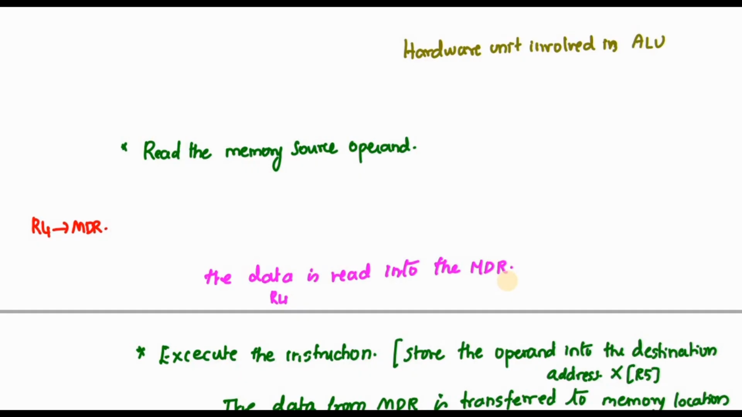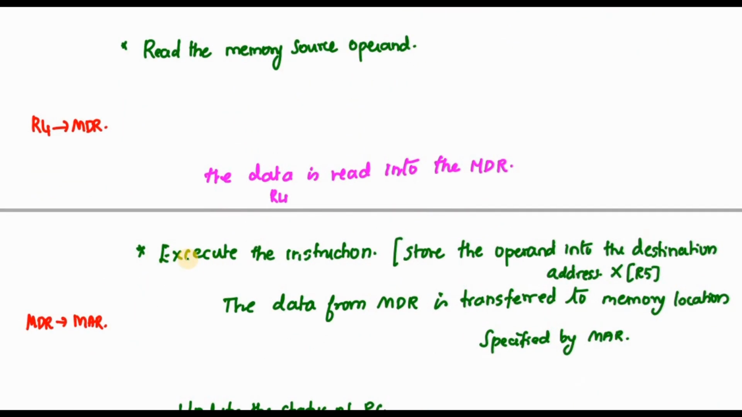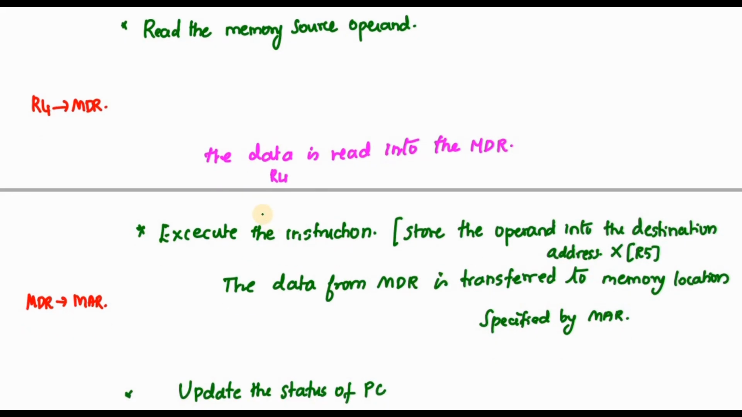Next one is to read the memory source operand. Here the data is in the R4 register, which is moved to the memory data register. So the R4 value gets moved to the MDR. The next step is to execute the instruction, which stores the operand value R4 into the destination address X(R5). So the MDR value, which is the data of R4, gets stored at the MAR address, that is the address of X(R5), right?